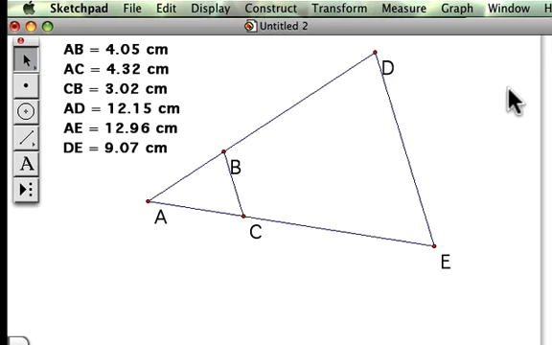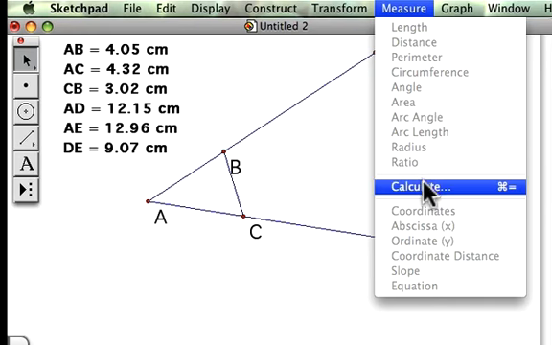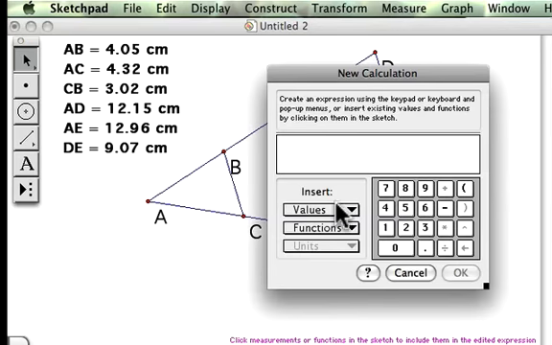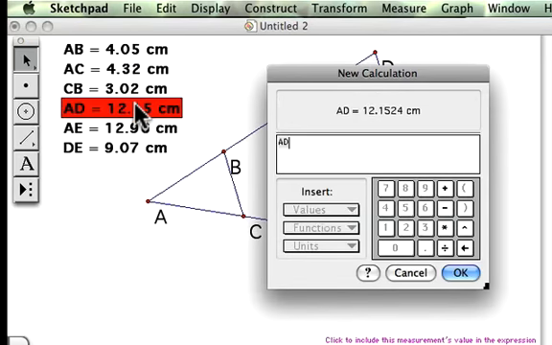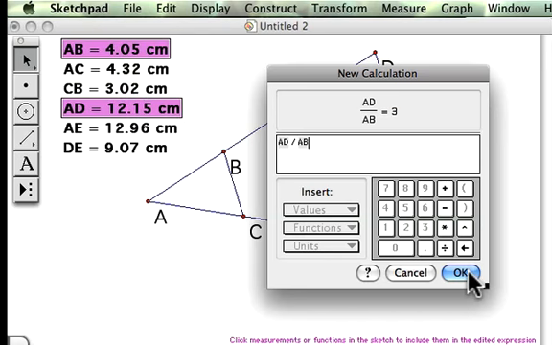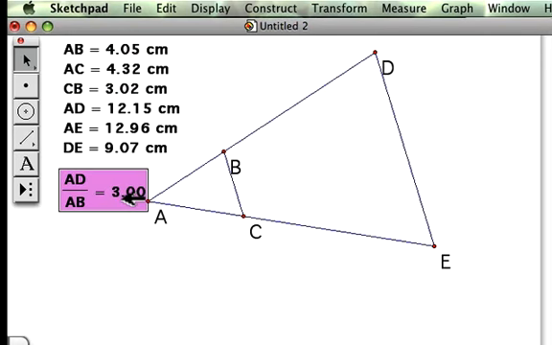And if we click on Measure and Calculate, we're going to click on AD and divide that by AB and click OK. And as we expect, AD divided by AB is 3, because remember we dilated this smaller triangle 3 times to make the larger one. So that means that the sides are going to be 3 times as long as well.